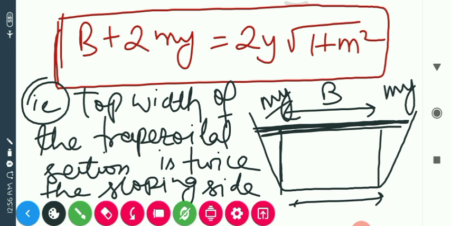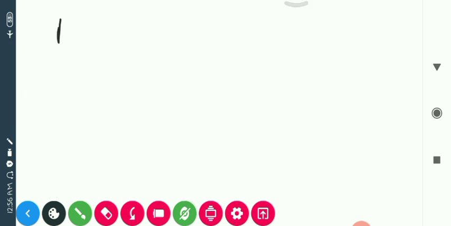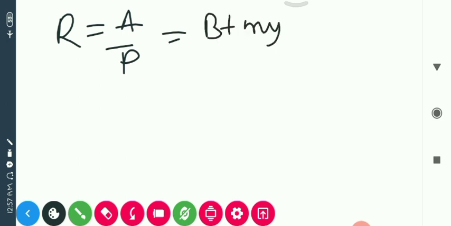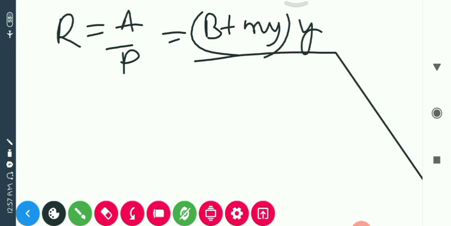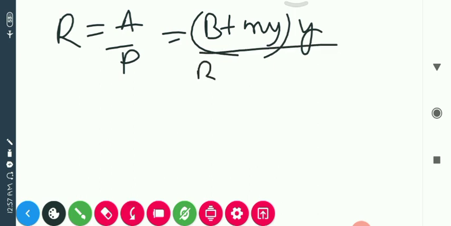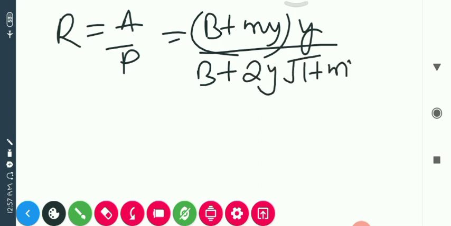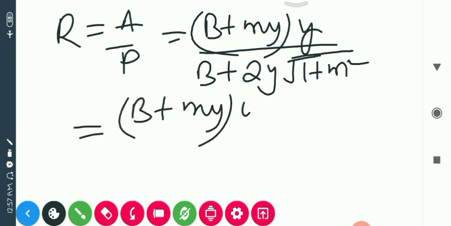This is the conclusion for the trapezoidal section. So what is the hydraulic radius? It is the wetted area divided by the wetted perimeter. What is the wetted area? (b plus my) into y. What is the value of the wetted perimeter? b plus 2y into under root 1 plus m square. So the area is (b plus my) into y.